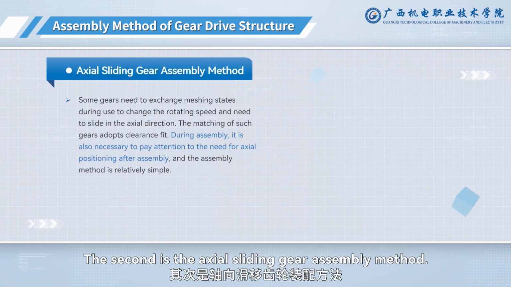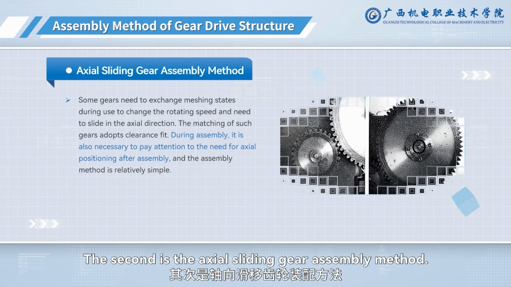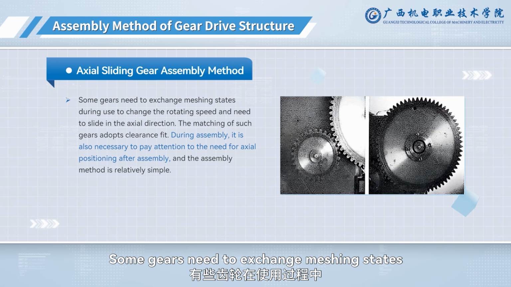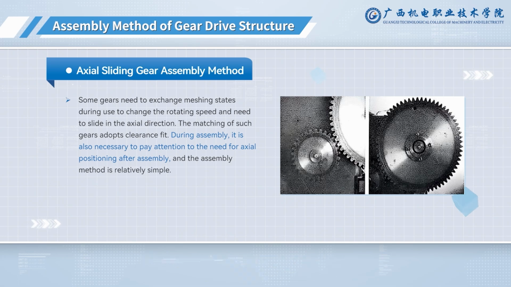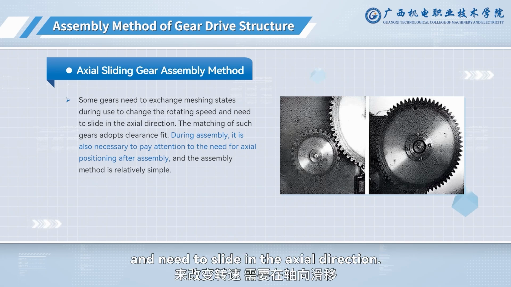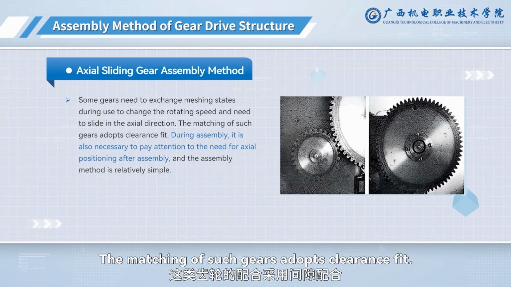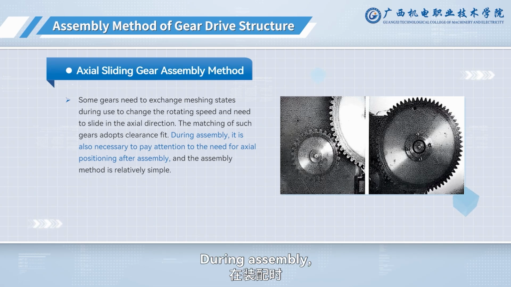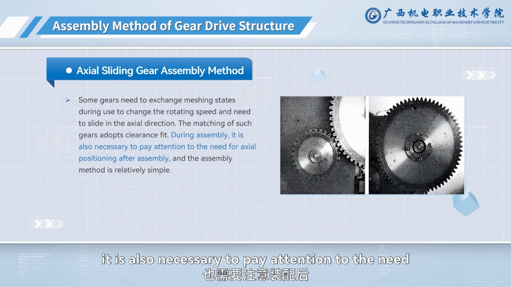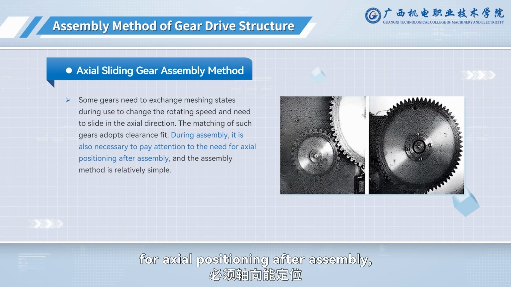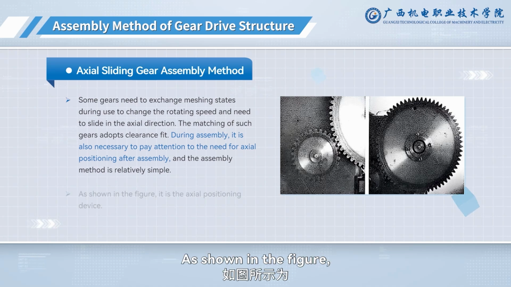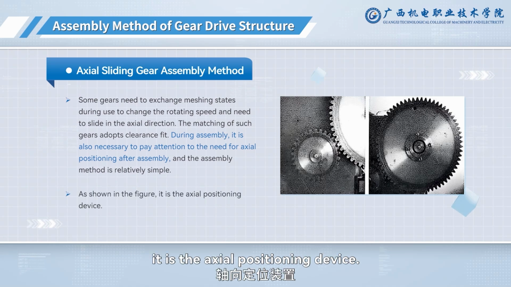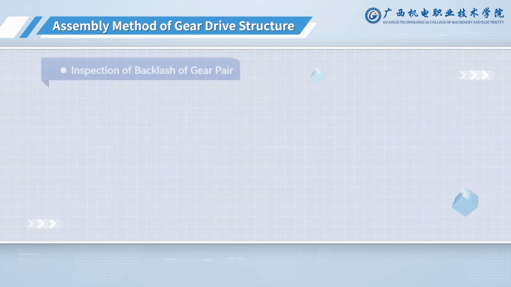The second is the axial sliding gear assembly method. Some gears need to exchange meshing states during use to change the rotating speed and need to slide in the axial direction. The matching of such gears adopts clearance fit. During assembly, it is also necessary to pay attention to the need for axial positioning after assembly, and the assembly method is relatively simple. As shown in the figure, it is the axial positioning device.